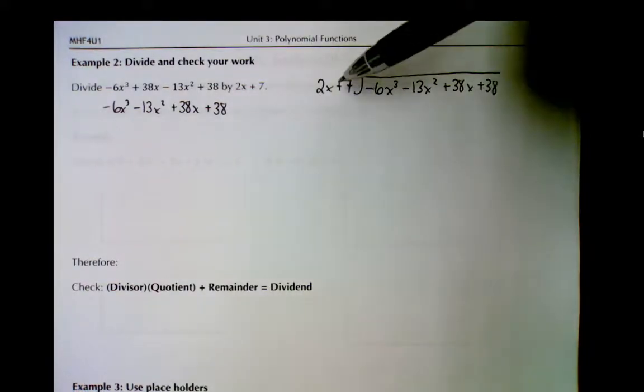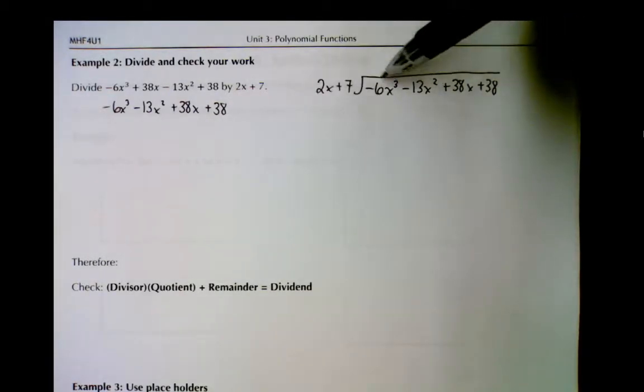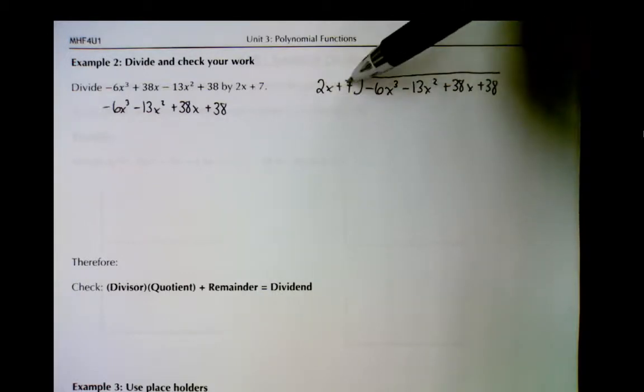Since we're dividing a 2-term polynomial into a 4-term polynomial, we can't divide our single first term by a 2-term polynomial. So we have to skip that first spot and go right to the second spot. And now we're looking for what the quotient part would be if we were dividing negative 6x cubed minus 13x squared by 2x plus 7.